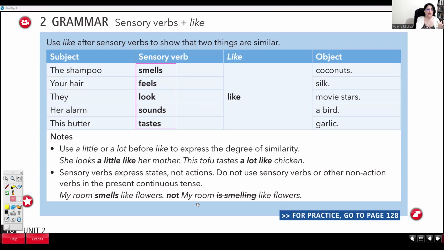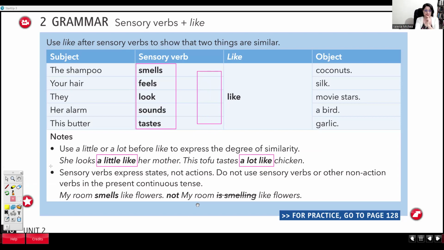And yeah, so also we mentioned that we can use a little or a lot to express degrees of comparison, right? So it's just like to intensify the comparison that you are making. And of course, a little or a lot need to be here before like. So that's also something that you have to keep in mind.